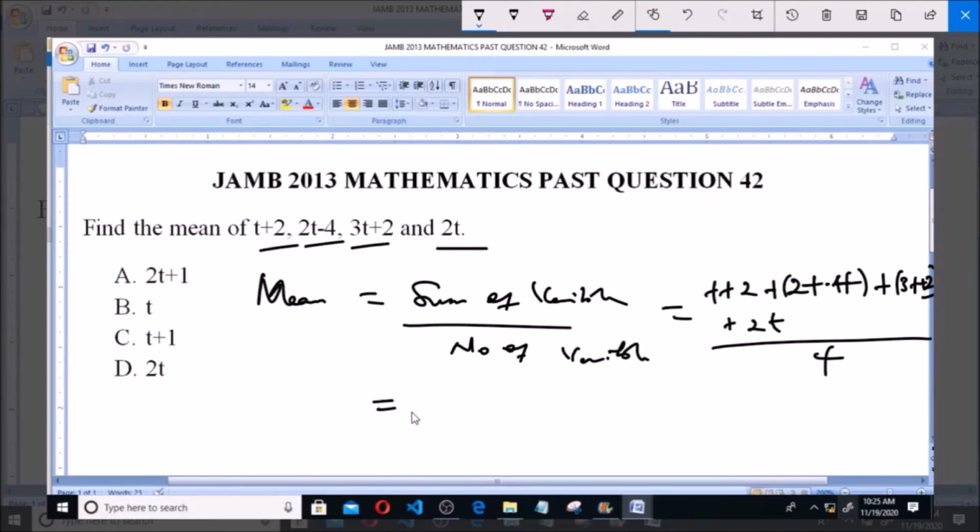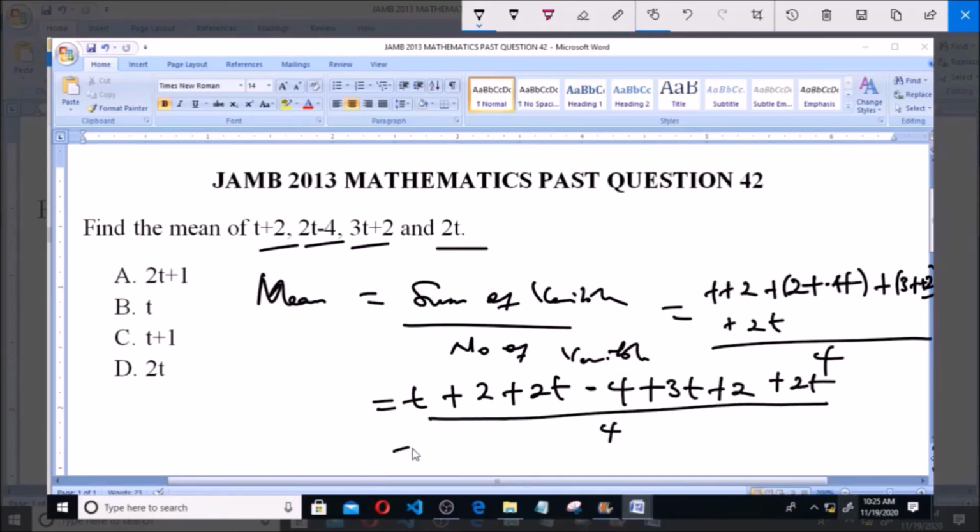So this is equal to t plus 2 plus 2t minus 4 plus 3t plus 2 plus 2t, everything over 4. Now let's sum this up, collecting like terms. We have t plus 2t giving us 3t, 3t plus 3t giving us 6t, and 6t plus 2t giving us 8t. Then we have 2 minus 4 to give us minus 2, and minus 2 plus 2 gives us 0. So we have 8t over 4. Now 8t divided by 4 is equal to 2t. So the answer to this question is option D, 2t. So the mean of these given variables is 2t.